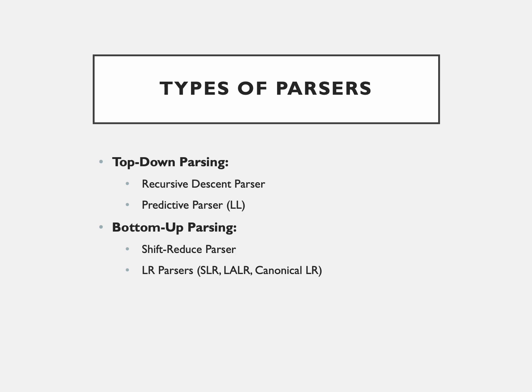Now, the top-down parsers are intuitive and simpler to implement but are limited to specific grammar types, whereas bottom-up parsers, while more complex, can handle a broader range of grammars and are commonly used in modern compilers. And understanding these types of parsers is essential for selecting the appropriate parsing strategy based on the grammar of the programming language being implemented.